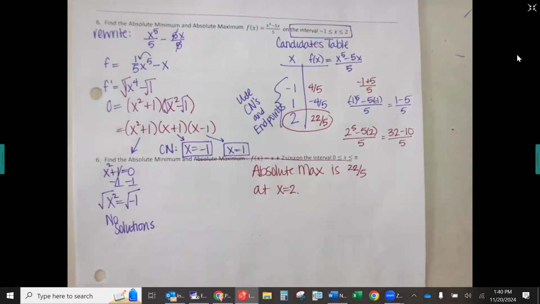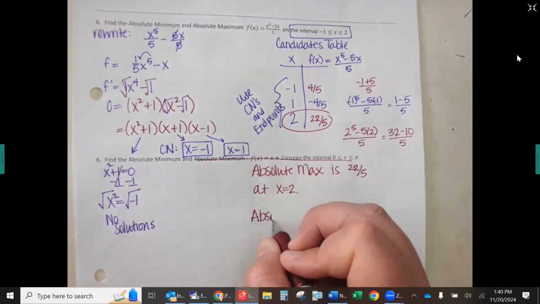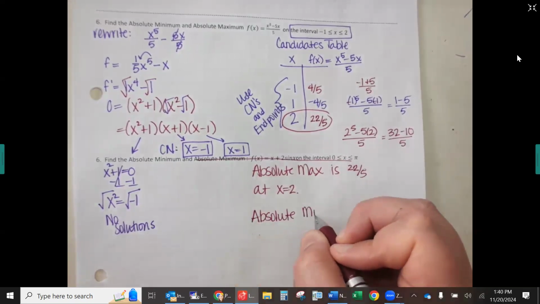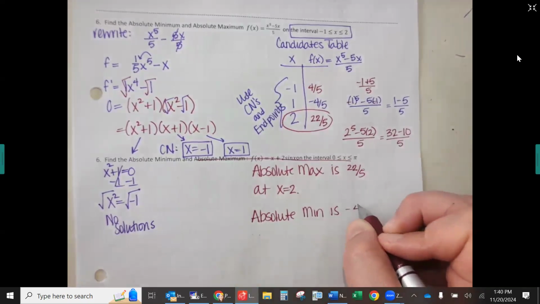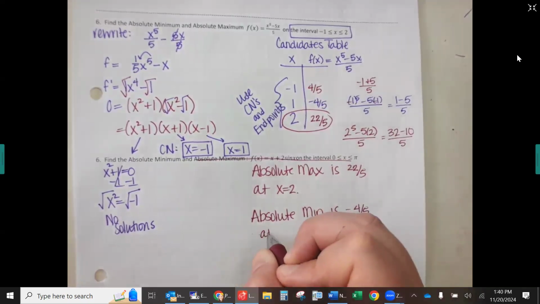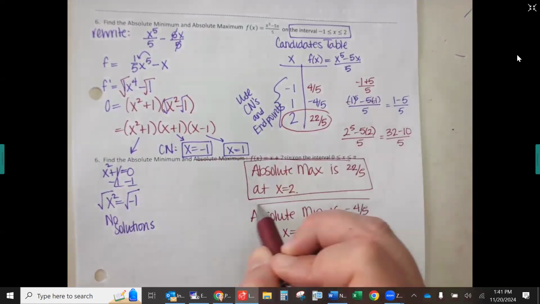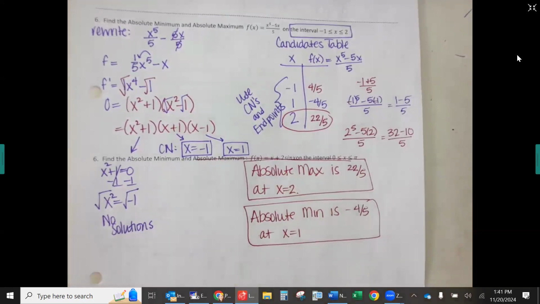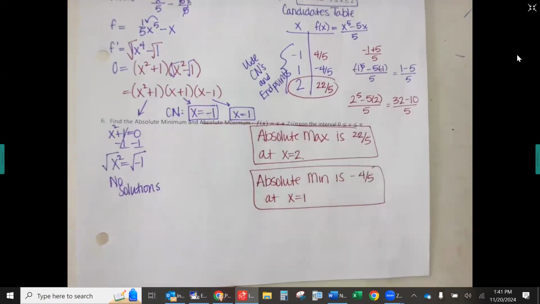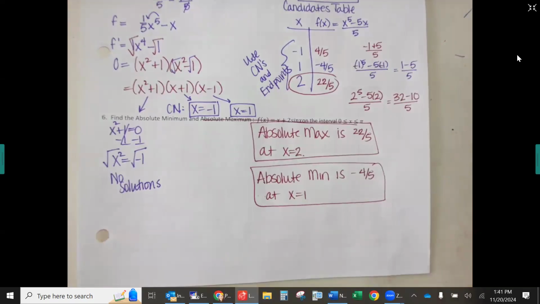What is my absolute min? My absolute min would be -4/5. And it occurs at x equals 1. Okay? But the reason you don't need a sign chart is that you don't care about the local min and max. You just care about the biggest one and the smallest one. So you're going to make a table, include the endpoints and the critical numbers, and then just observe what number came out the biggest, what number came out the smallest. Okay?